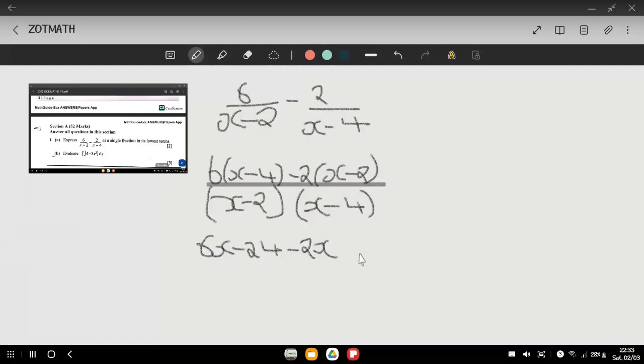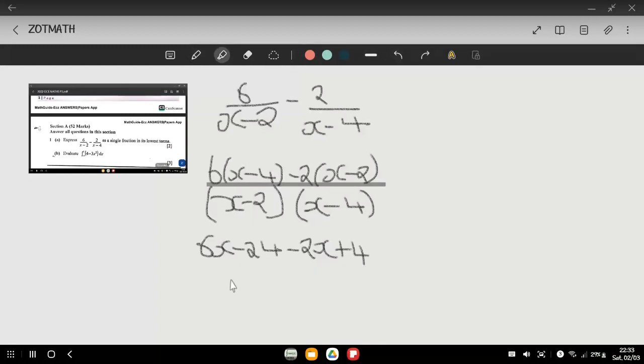Let's go. Negative 2 multiplied by here. If you are following, what's the answer here? Okay, it's positive 4. Positive 4.